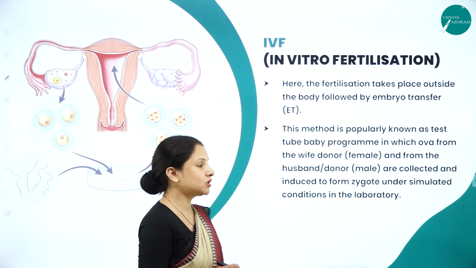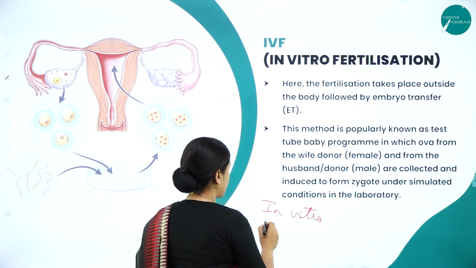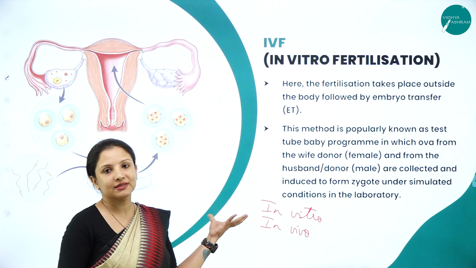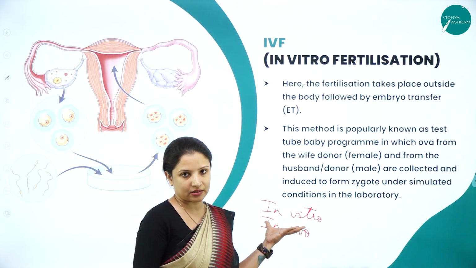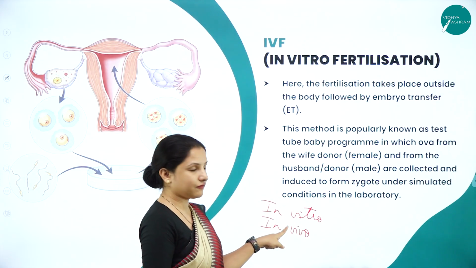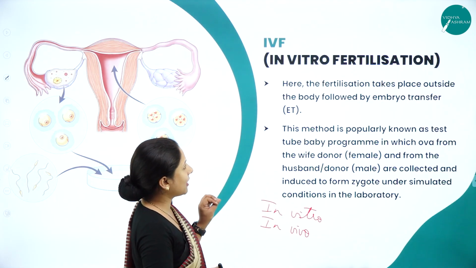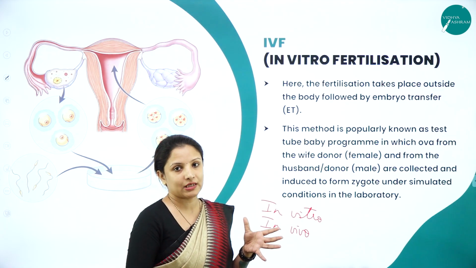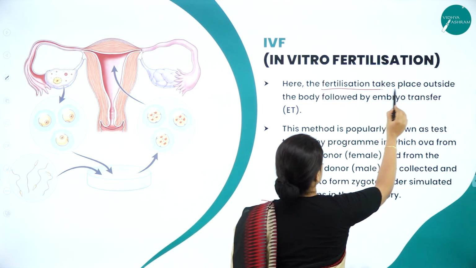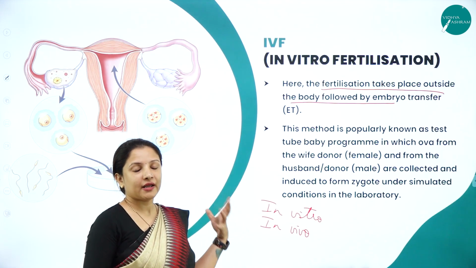In vitro. There are two terms: one is in vitro and the other is in vivo. In vitro means it is done in laboratory conditions. In vivo means it is performed within the organism itself. So in vitro means it is done in the laboratory. The name itself says in vitro fertilization. In other words, it is the fertilization that takes place outside the body of the organism, followed by embryo transfer.